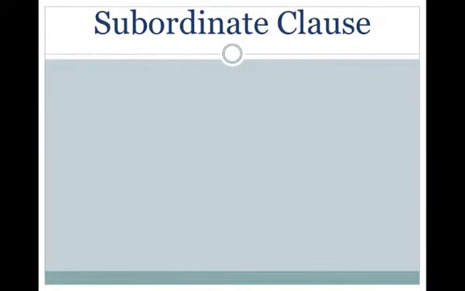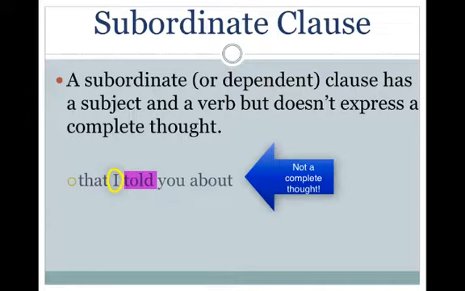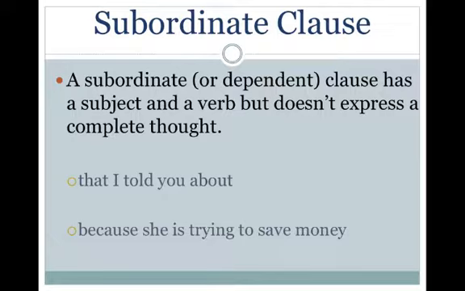Subordinate clause. A subordinate or dependent clause has a subject and a verb but doesn't express a complete thought. For example, that I told you about. The subject is I, the verb is told, but it doesn't have a complete thought. Or because she is trying to save money. She is the subject, is the verb, but this still doesn't express a complete thought.